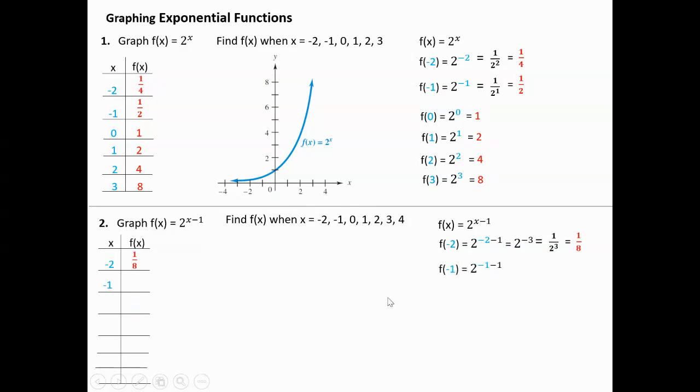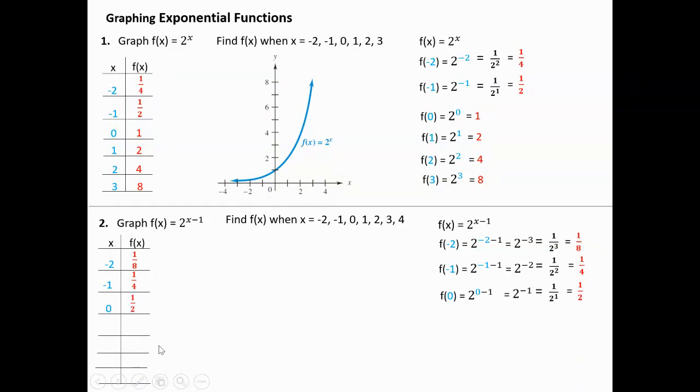When x is -1, it's going to give us 2 to the negative second power, which will give us 1/4. So when x is -1, my y is 1/4. Anything to a 0 power... But if we plug in 0 here, it's going to be 0 minus 1, so it's going to give us 2 to a negative first power, which will give us 1/2.